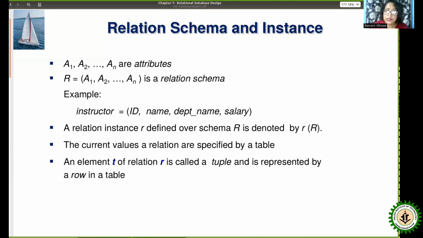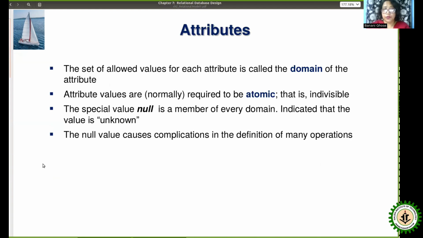A relation instance small r defined over schema capital R is denoted by small r of R. The current values of a relation are specified by a table. An element small t of relation small r is called a tuple, meaning the entire row, and is represented by a row in the table. Now, attributes. The set of allowed values for each attribute is called the domain of the attribute.